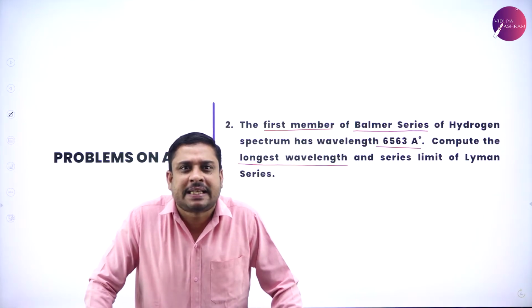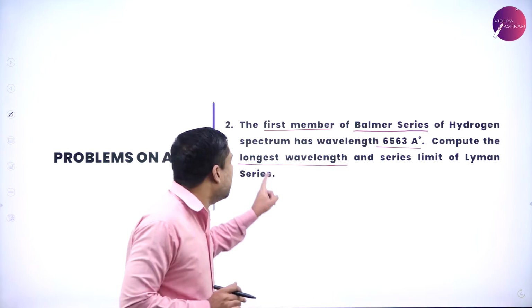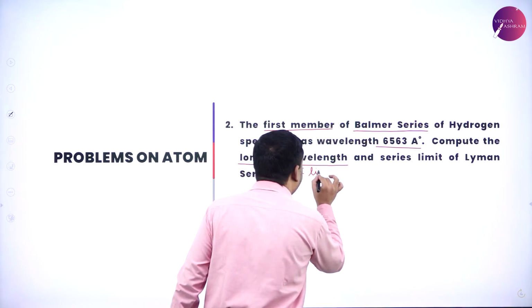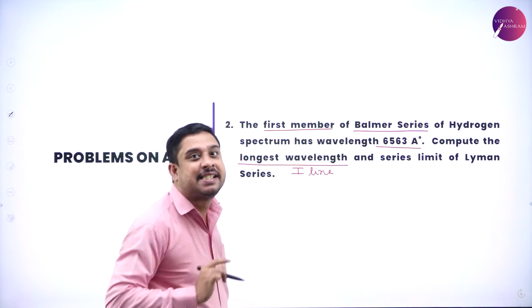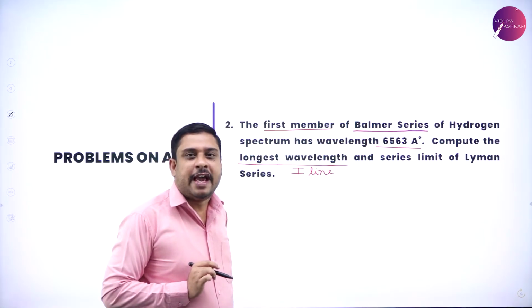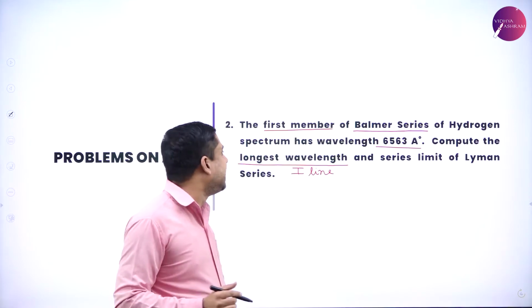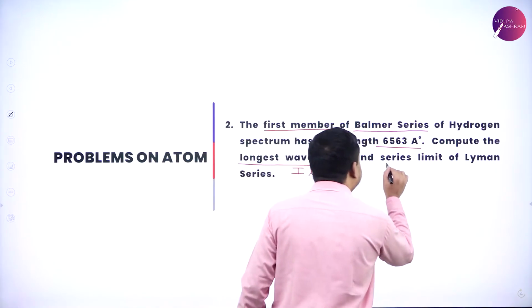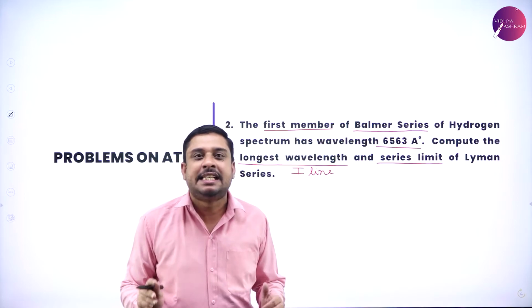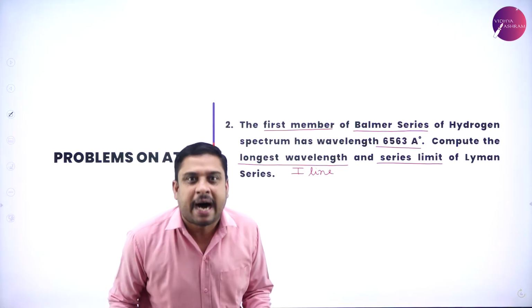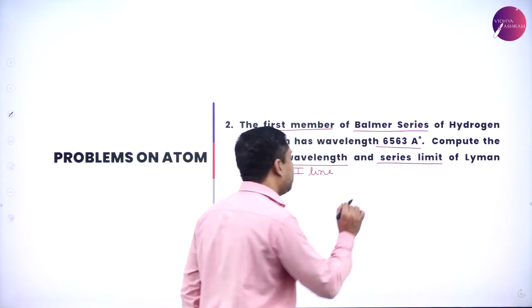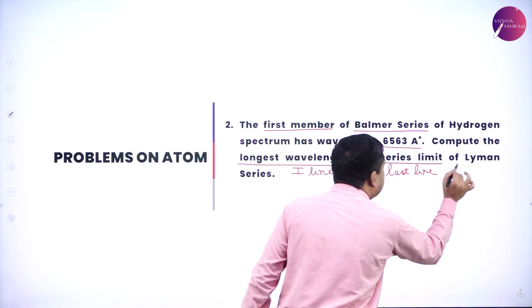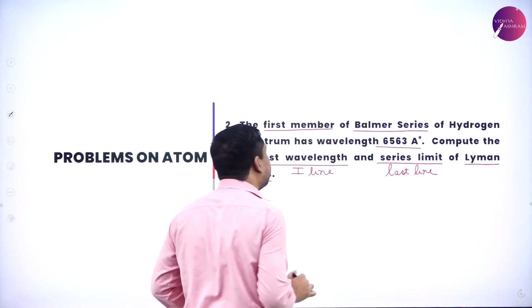What is this longest wavelength? We did it in the previous session. Longest wavelength is the wavelength of the first line of the series. The wavelength of the first line of the series is called longest wavelength, and series limit, it is nothing but the shortest wavelength, which is the wavelength of the last line of Lyman series.